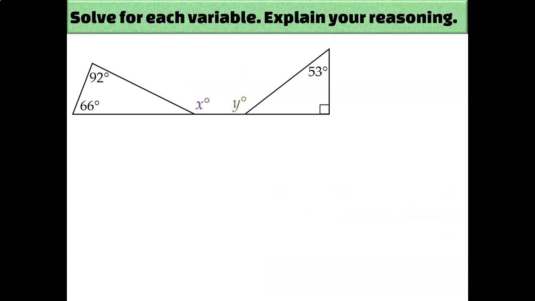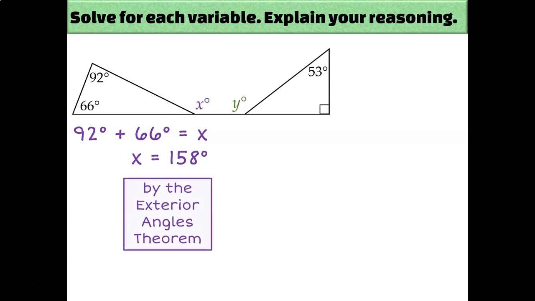There's one theorem that we haven't talked about yet, and that's what we're going to use to solve this problem. How am I going to figure out x, and how am I going to figure out y? Well, x and y are both exterior angles. They're on the outside of each of those triangles. And the exterior angles theorem tells us that you can add the 2 non-adjacent angles in the triangle together and set it equal to the exterior angle. So x has to be 158 degrees because of the exterior angles theorem.